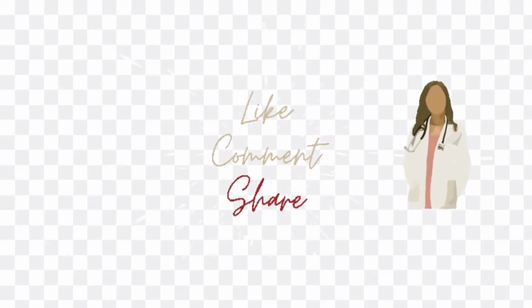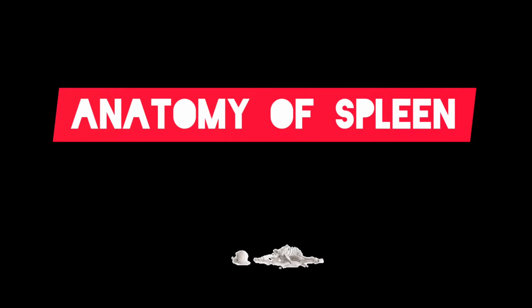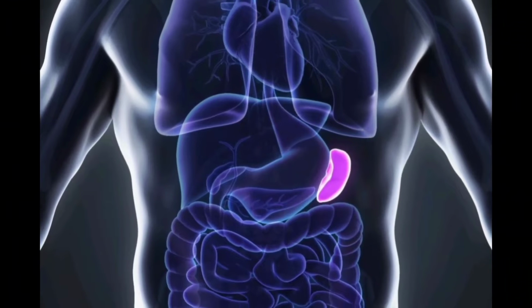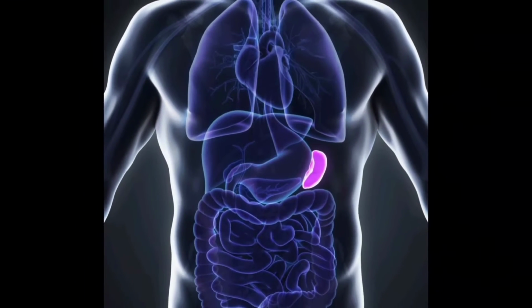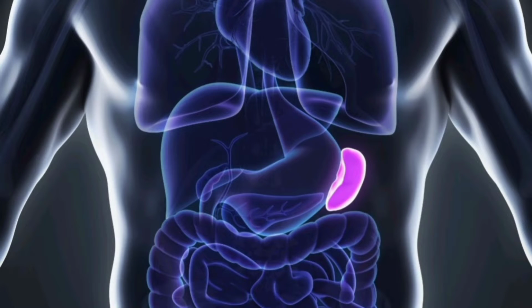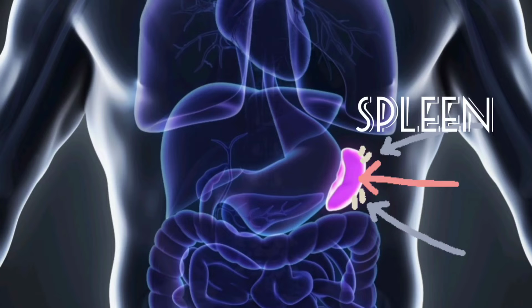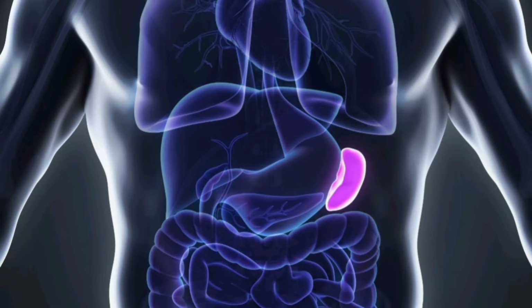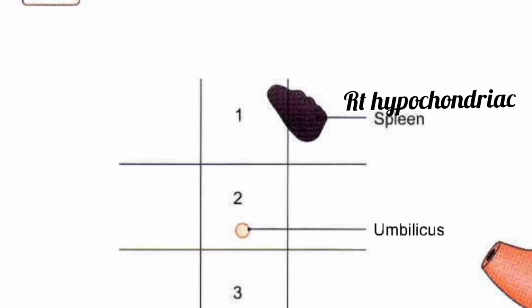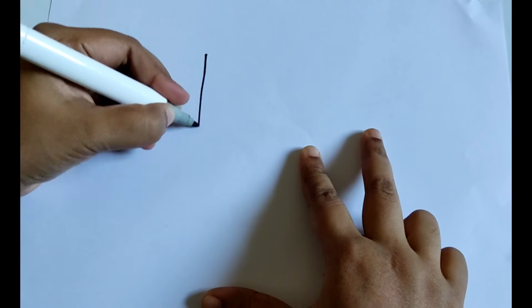Tanya Hashik. Hello everyone. In this video, we will discuss the anatomy of the spleen. So, the spleen is a wedge-shaped organ which is located in between the fundus of the stomach and the diaphragm. It is located mainly in the right hypochondriac area and partly in the epigastric area.